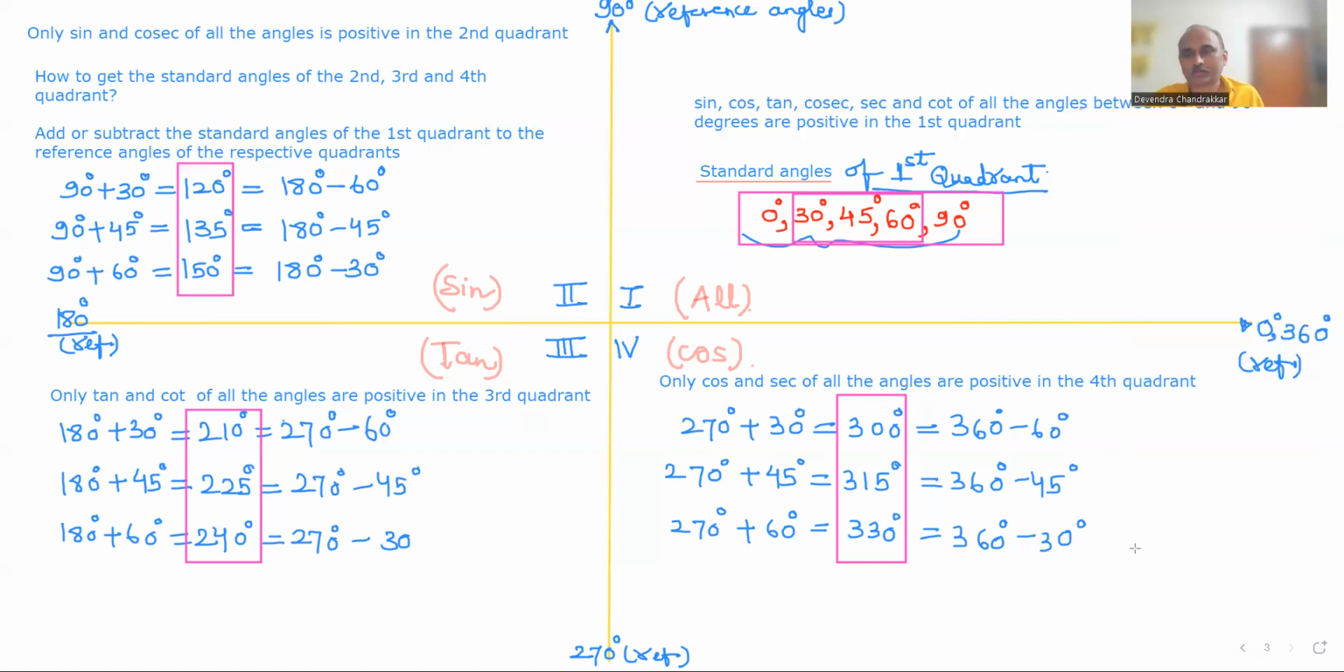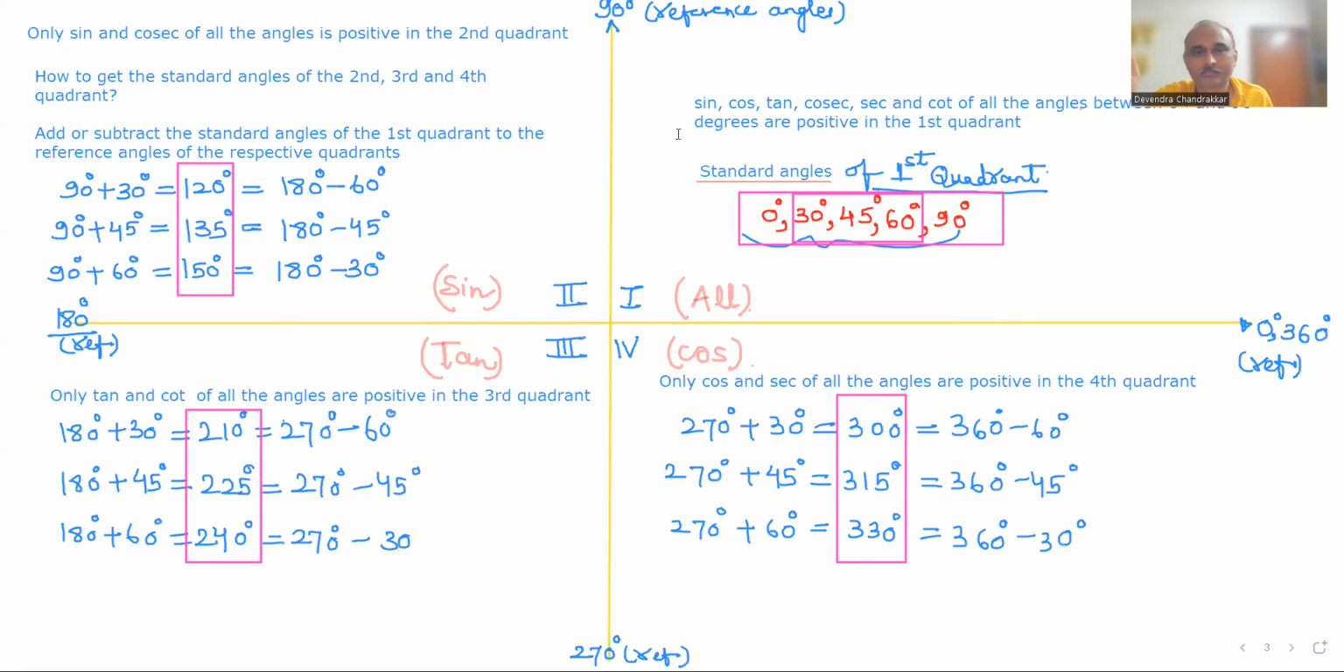Shabash. So now I'm giving you a chart of the values of sine, cos, and tan of all these angles, right? How many angles are here? 12 standard angles and 5 reference angles, right? So 12 plus 5 is 17. Okay.